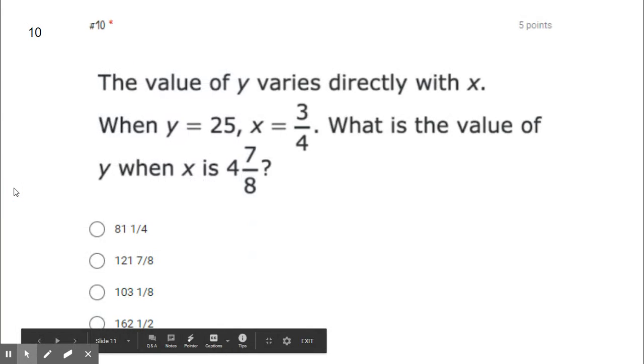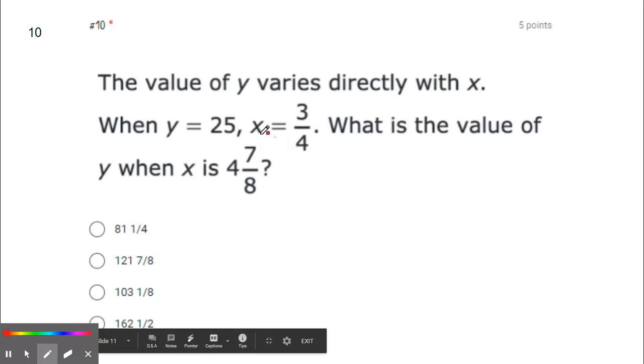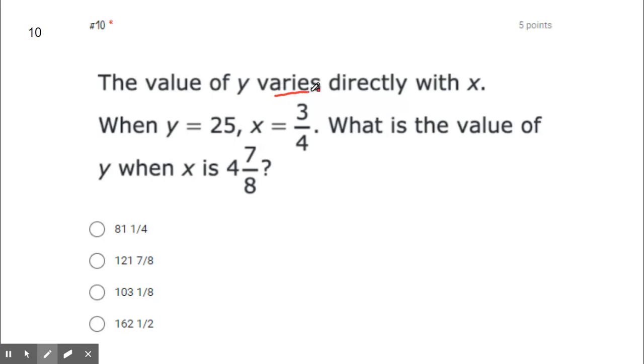Okay, question 10. The value of y varies directly with x. When y equals 25, x equals 3/4. What is the value of y when x is 4 7/8? All right, so on this one, this is another proportion setup. When they're talking about the value varies directly, this is another way of saying proportion. So I'm going to set it up just like we did last time with the y's and the x's. So my y is on top, x is on bottom.